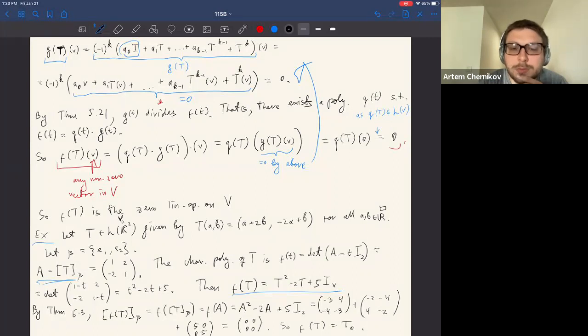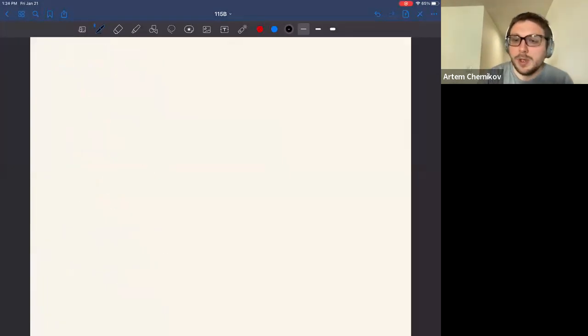So in this example, we just verified by hand what the theorem tells us. We calculated explicitly the characteristic polynomial, we determined the result of applying it to T, and we see that indeed we get the 0 linear operator as the theorem predicts. The theorem tells us it's always true, no matter what your linear operator T is. So that's an example.